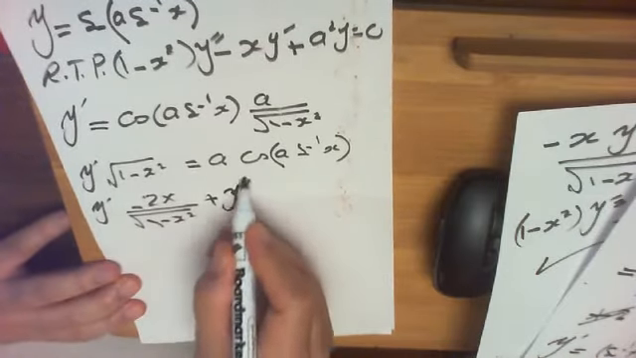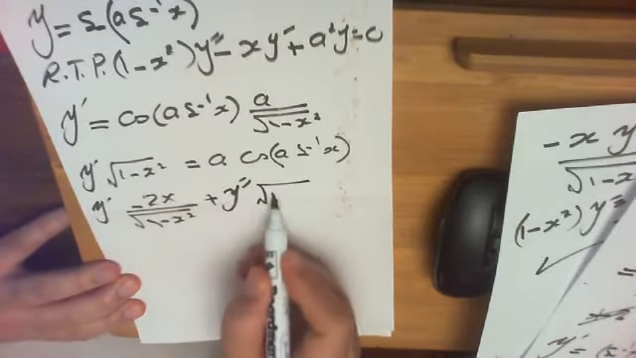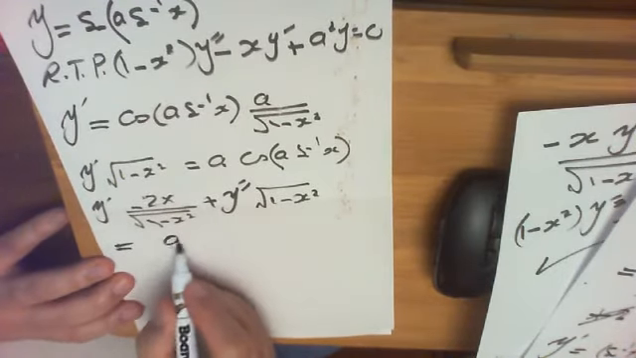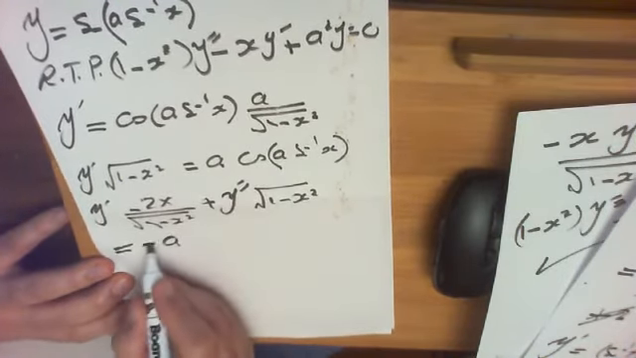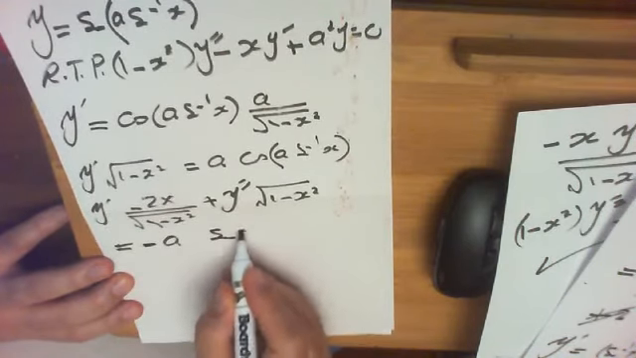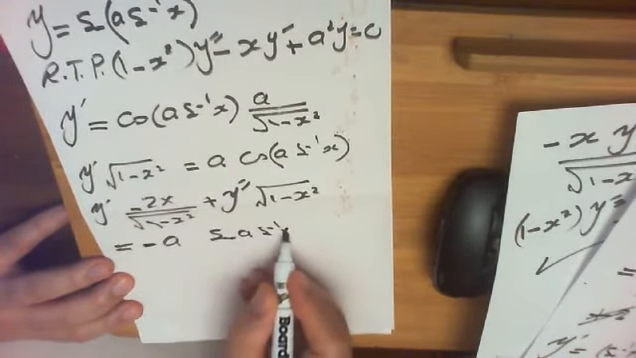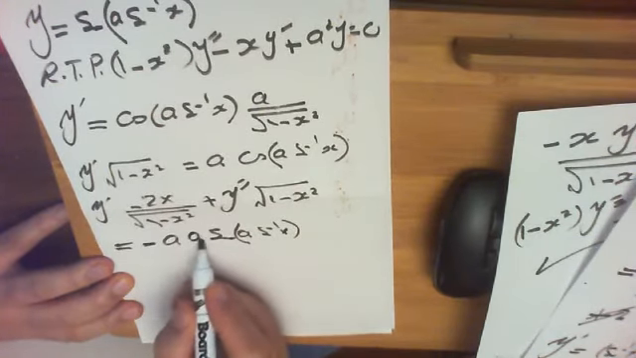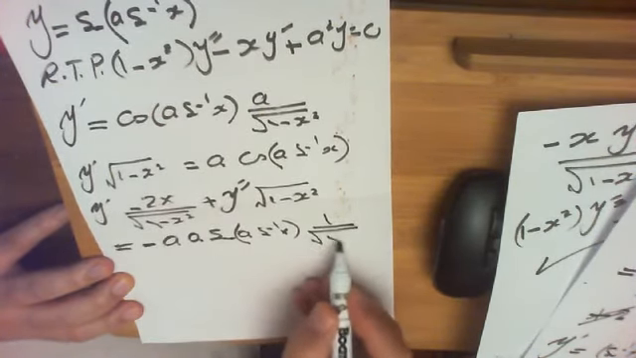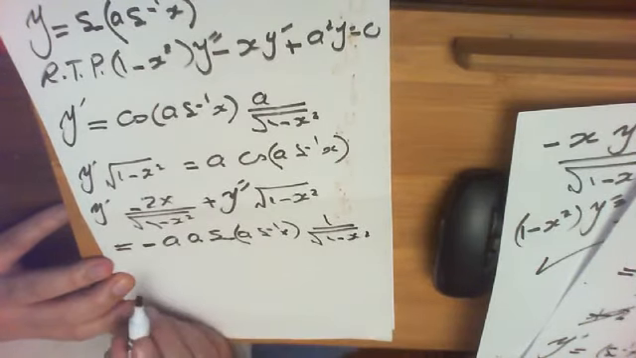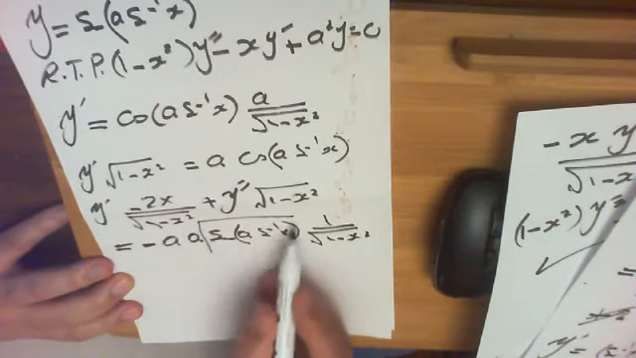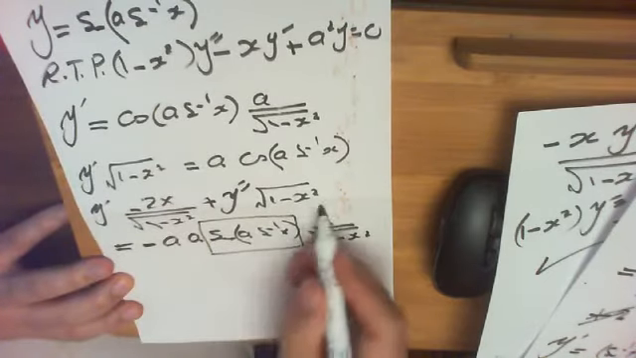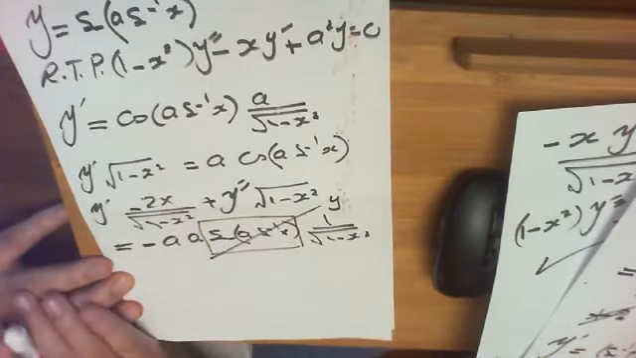Plus y double dashes times the root of 1 minus x squared equals, on the other side, a is a constant, the derivative of cosine is minus sine(a sine⁻¹x) times the derivative of what is inside, which is a over the root. Now this part is given as y, so we can replace this by y, cancel this, and this is y.